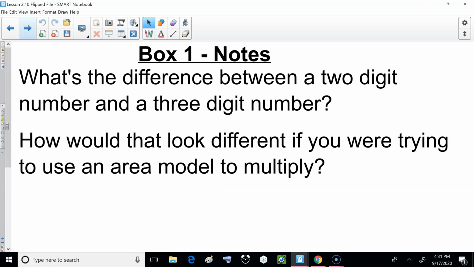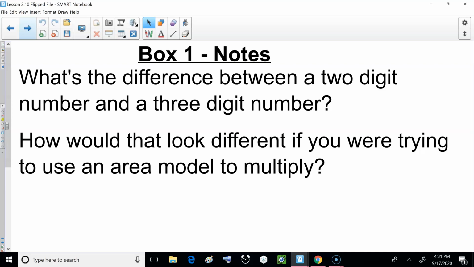So now box 1 for our notes today. We don't need to write this down. We want to think about this. What's the difference between a 2-digit number and a 3-digit number? Well, there's one more digit. So now instead of having a number in the tens and ones place value, we have a number in the hundreds and tens and ones. So now the question you're going to ask yourself is, how would that look differently if you're trying to use an area model to multiply?